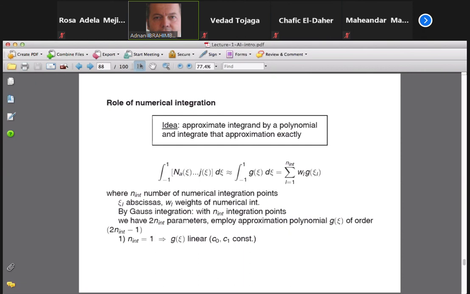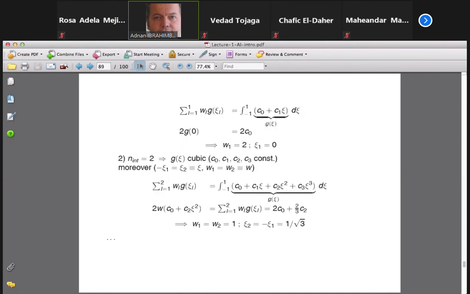So imagine if you have a single Gauss point. Basically, what you can do with a single Gauss point, you have one unknown abscissa and one unknown weight. So the only thing you can take for an approximating polynomial is some kind of linear function, g of xi, which is a function of c0, c1. In other words, you have something like this. You have g of xi to be c0 plus c1 times xi.